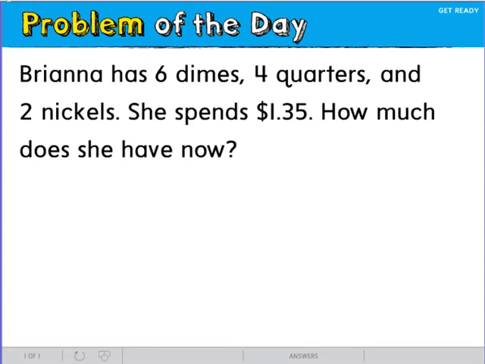Brianna has 6 dimes, 4 quarters, and 2 nickels. She spends $1.35. How much does she have now? So I need you guys to figure this out on your whiteboards.